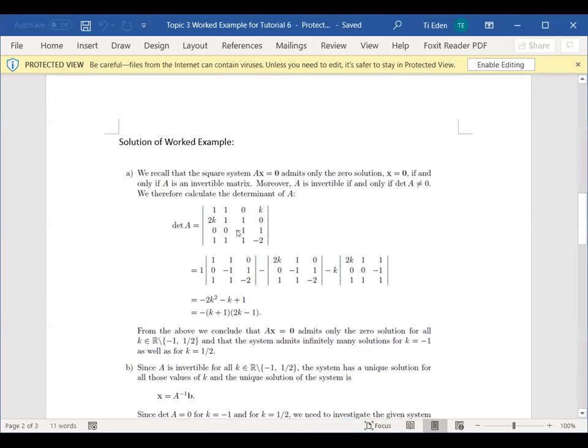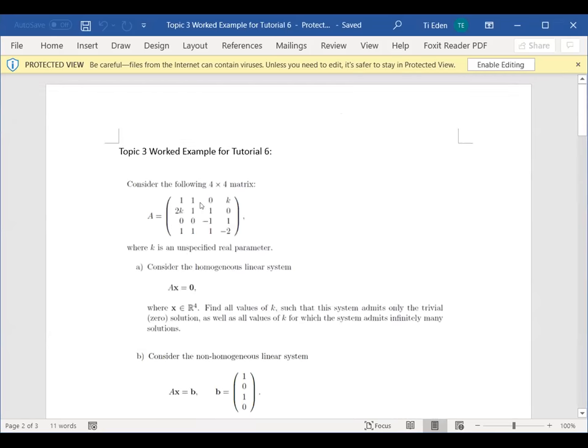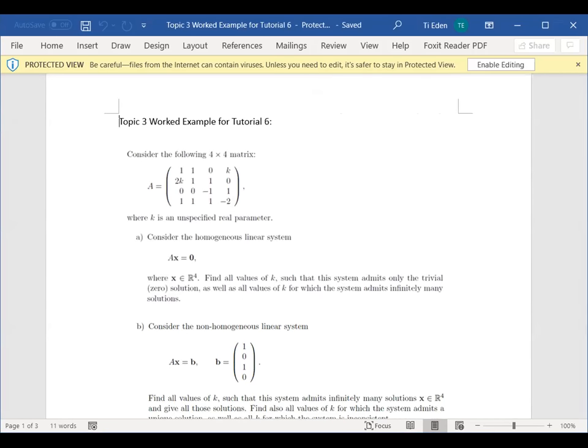Part A says that we are given a system AX equals 0, and we have a matrix like this. A1 says that we want to find a system that admits only the trivial solution. This is the tricky part, because as I mentioned before, trivial solution is still a solution. So if I ask you to find the values of k such that it admits only the trivial solution, it means that it only has one solution, which is all zero. If it only has one solution, then the solution is unique, so you have to find the values of k such that the solution is unique.